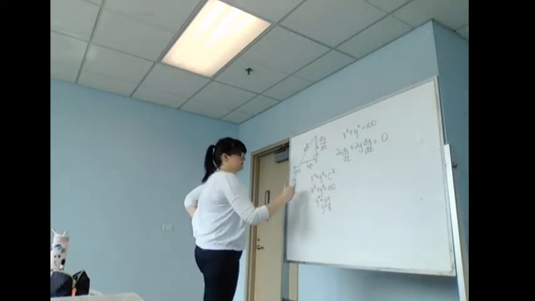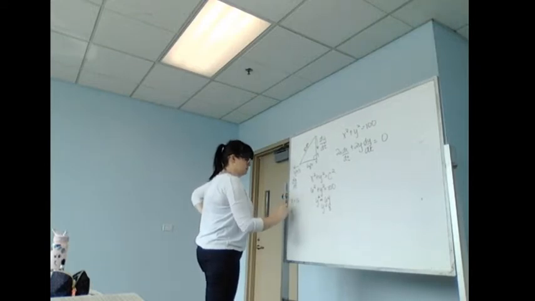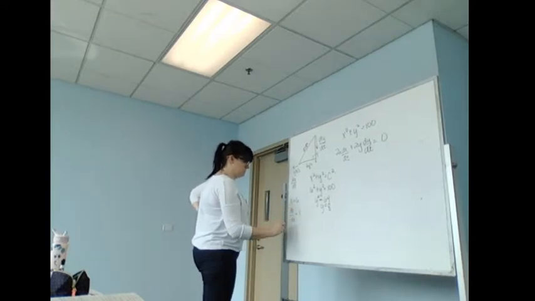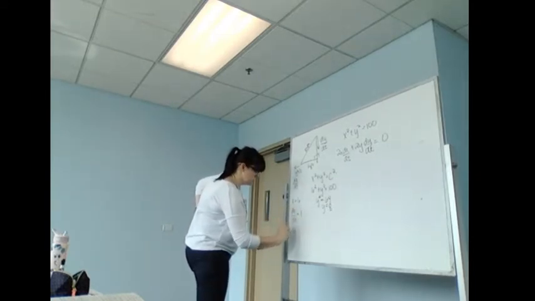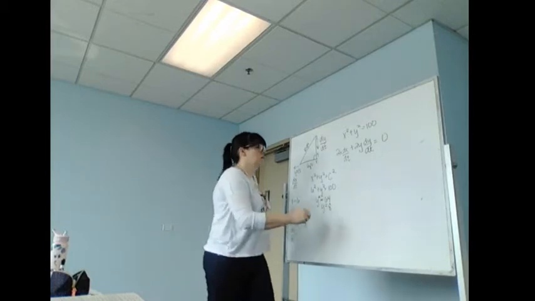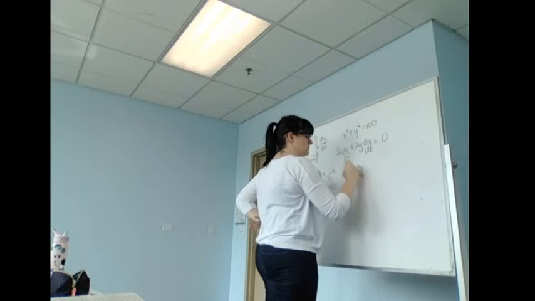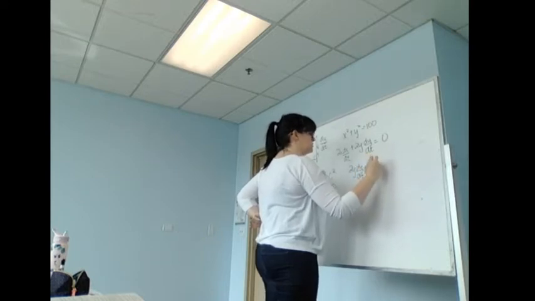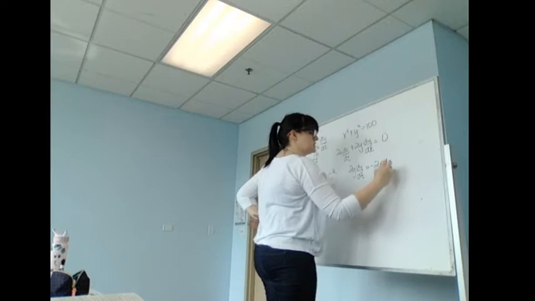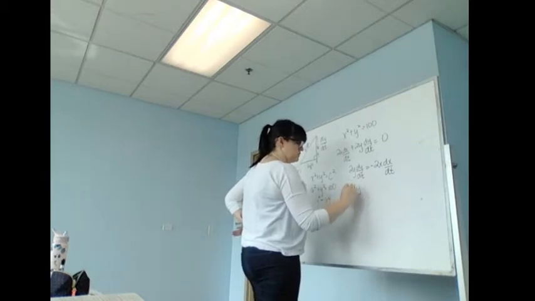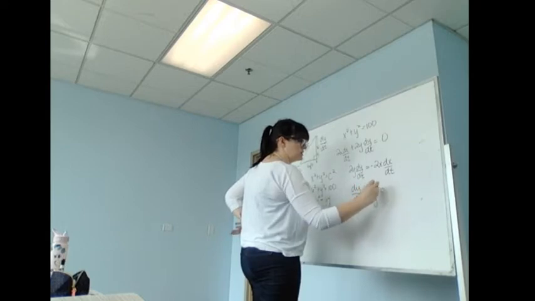Okay, so think about what we know. We know x is 6, dx/dt is going to be 1, and we're looking for dy/dt. So let's solve for dy/dt. So 2y times dy/dt equals negative 2x dx/dt. Dividing both sides by 2y, we get that dy/dt equals negative x over y dx/dt.